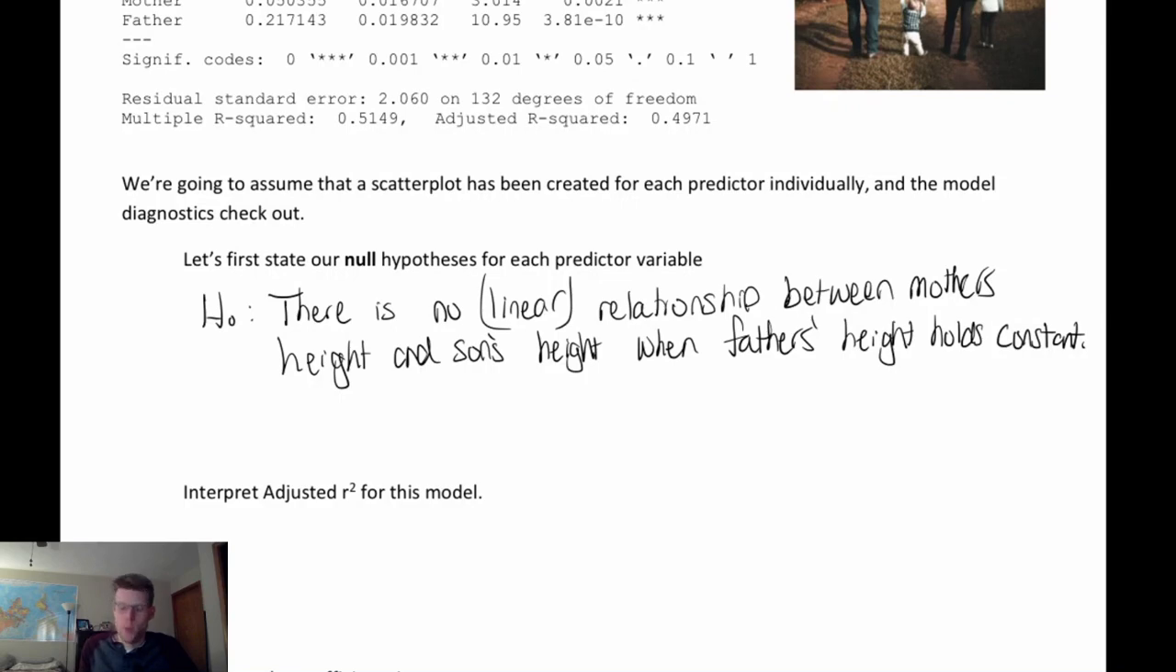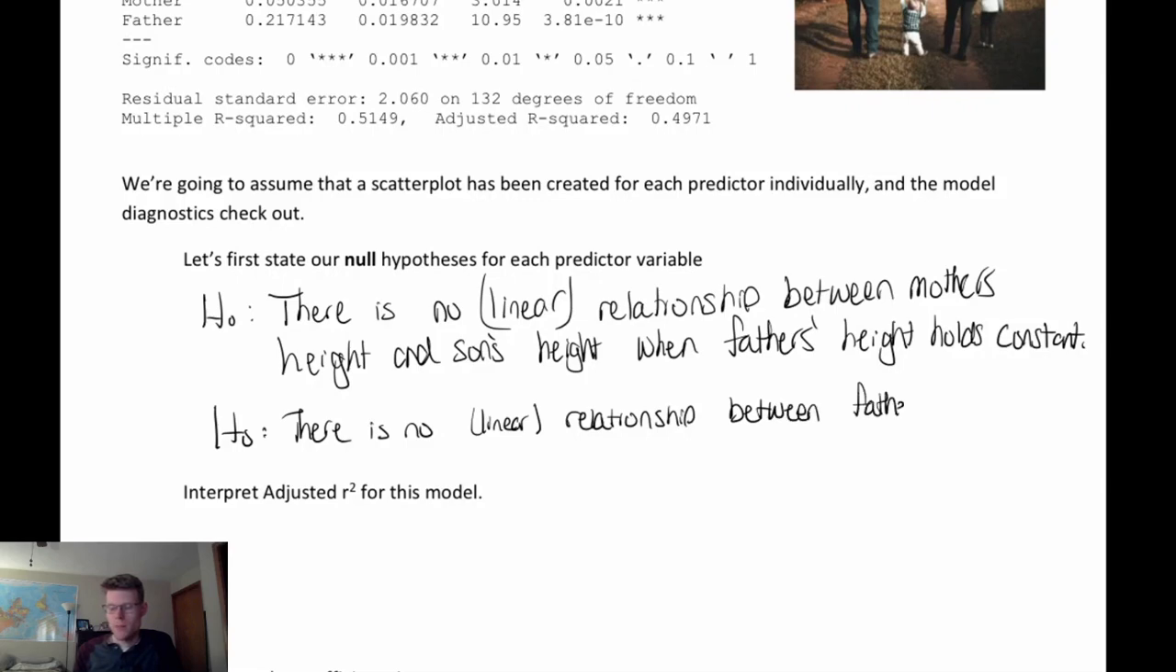All right, and then we can do the same thing here for father's height. So the null hypothesis for that is that there is no, again, linear, but really just any kind of non-zero relationship, between father's height and son's height when mother's height holds constant.